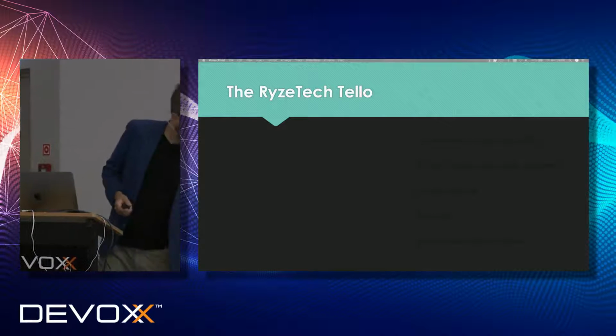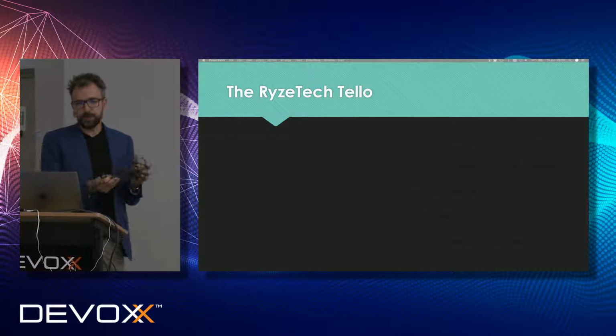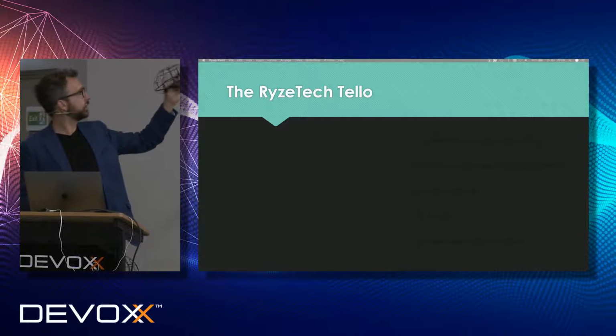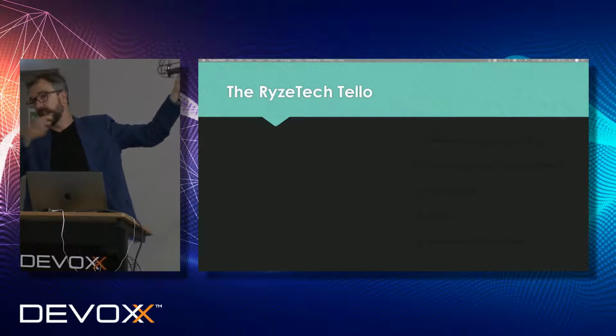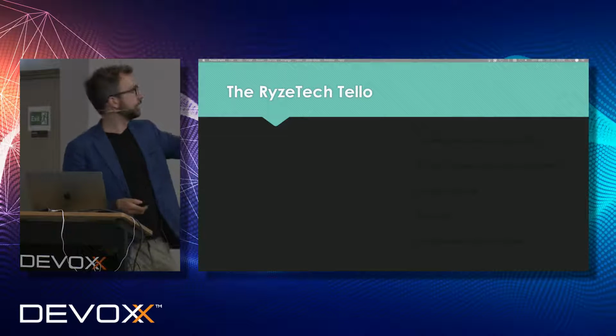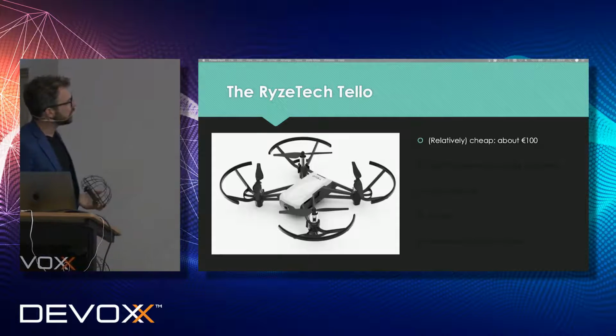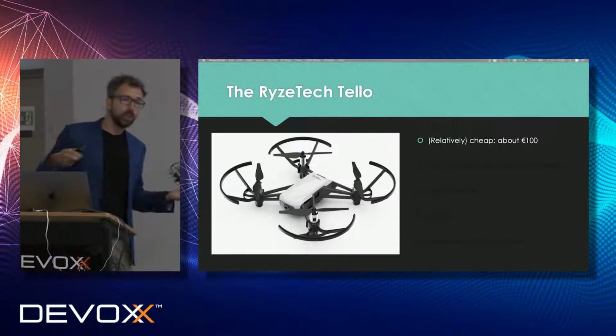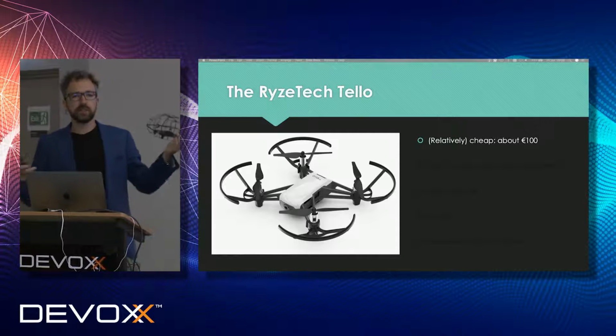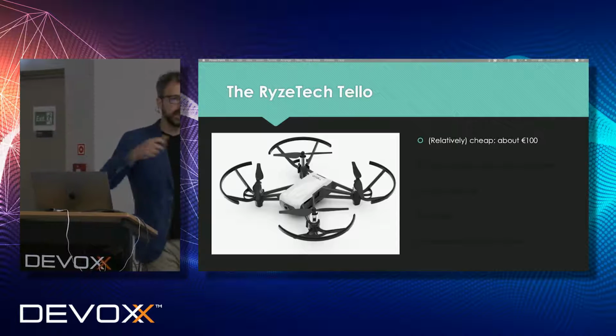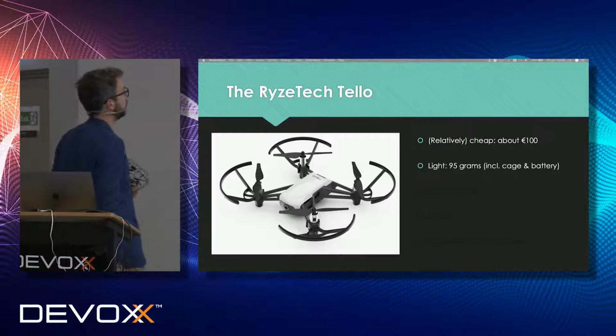So the drone of choice in this case is from a company called RiseTech, and it's the Tello. That's it. I mean, the slides will be online later. This is what it looks like. So it's relatively cheap. It's still 100 euros, so it's not throwaway money, but it's a lot better than the 2,000 euros we saw before.